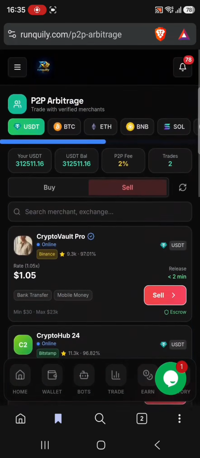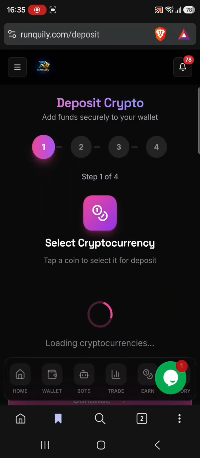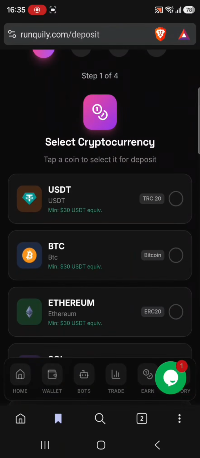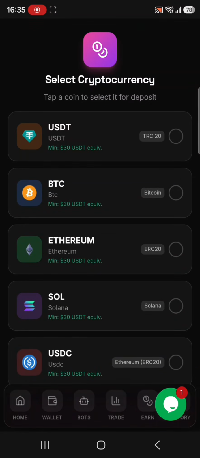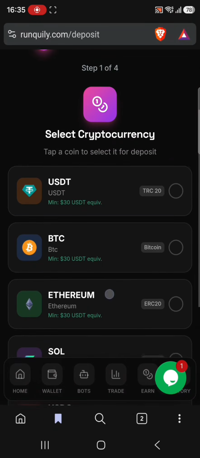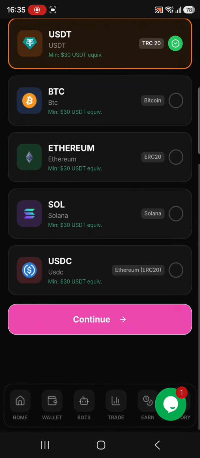So let me show you how you get your address. You just come to deposit. You select the coin that you are trading. So if you are trading BTC, you enter BTC. If you are trading Ethereum, you enter Ethereum. And if you are trading Solana, you click on Solana. Remember, what we want is just the address. So you click on USDT. For me, I'll be trading USDT.